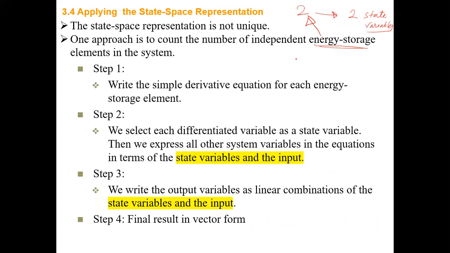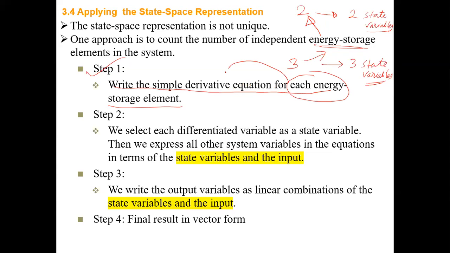Suppose you count and you found 3 energy storage elements, then your system must have at least 3 state variables. Otherwise, you cannot describe your system completely. Okay. Step 1, write the simple derivative equation for each energy storage element. For each energy storage element, you can write a derivative equation, the equation that involves a derivative in it.